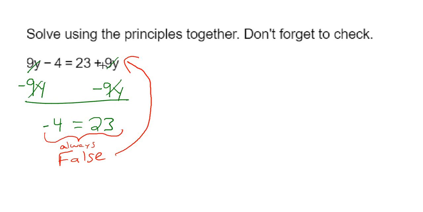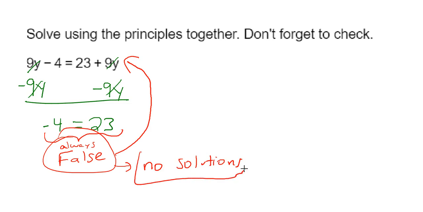No matter what number you try to plug in for y, it will always be false. So what we want to address here are the solutions to this equation. What numbers make this equation true? Nothing. No numbers can make this equation true because this equation is always false no matter what. That tells me that this equation has no solutions.